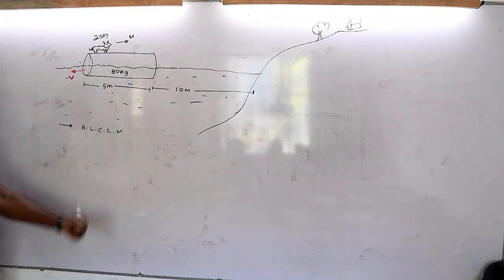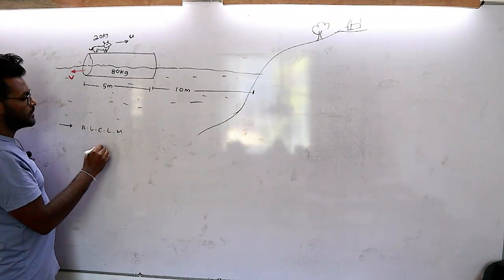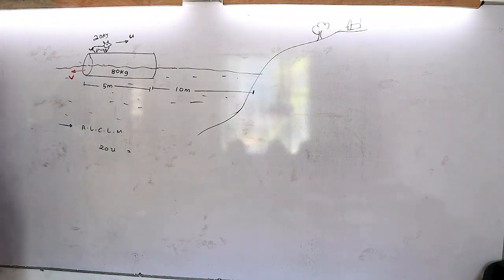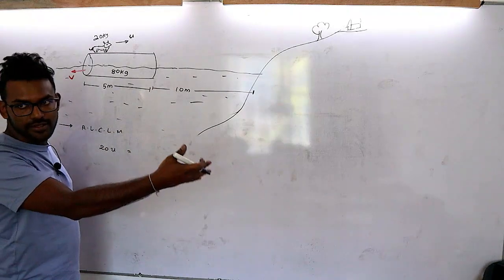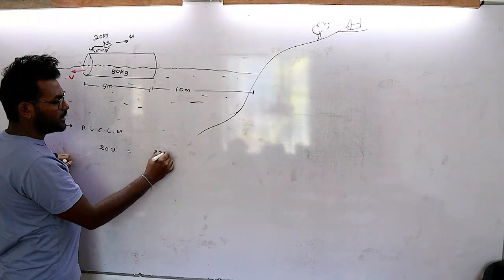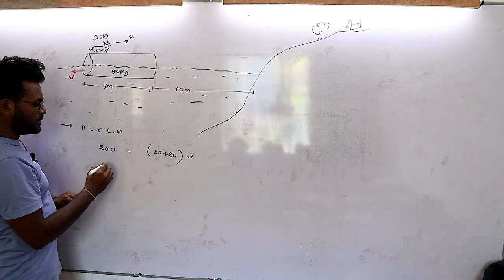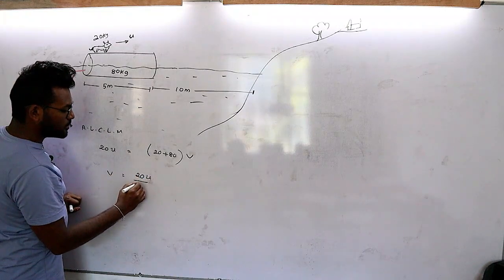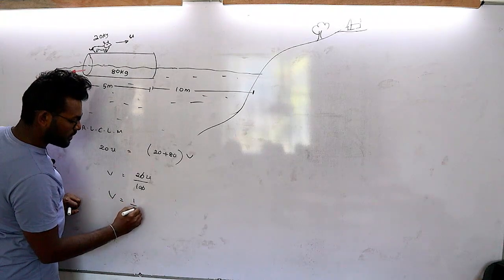Now the dog starts to run forward, which means 20 into u. That's the initial momentum that we can see. Like m u equals (M plus m) v, that's the thing we're going to put there. 20 plus 80 into v. So v equals 20u over 100. That's v equals 1 over 5 times u.